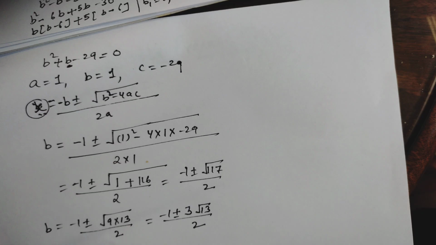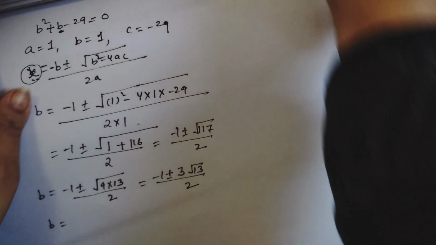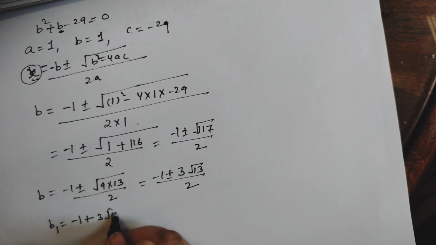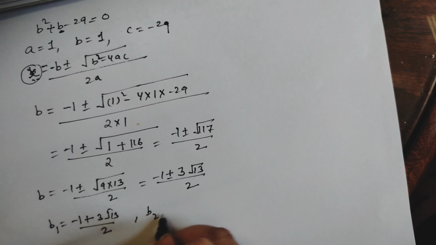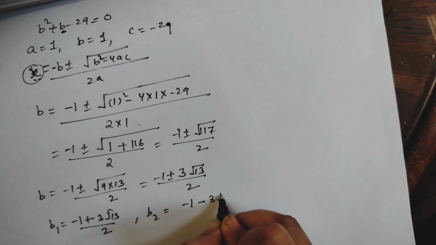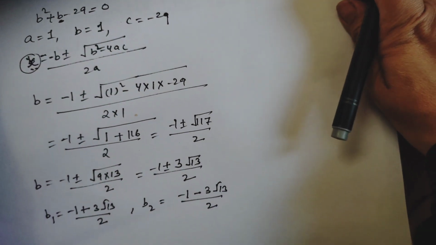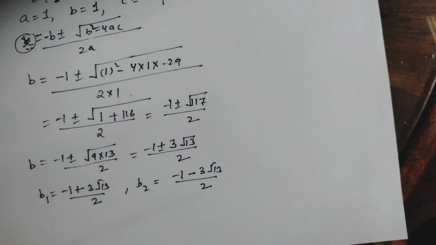So you can see here there are two values of b because two signs are here, plus and minus together. So first value we'll take the b1 is minus 1 plus 3 under root of 13 by 2, and the second value is b2 minus 1 minus 3 under root of 13 by 2. Okay, so if we have two values of b, so obviously the a value is also 2. So now remember what is our a and what is our b. Okay, so this is the value of b1 and b2.